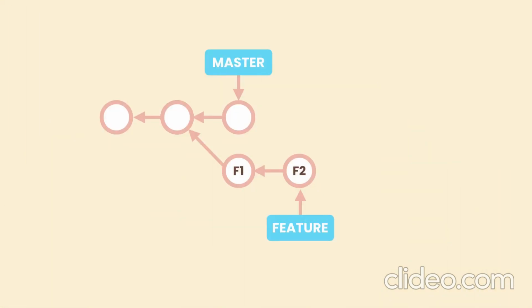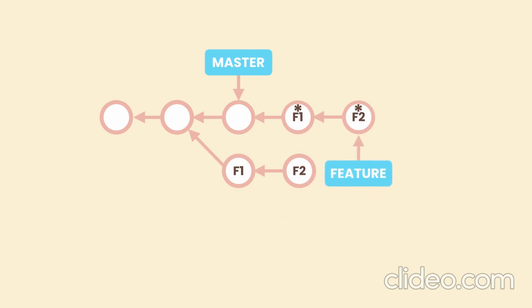So here's the state before rebasing. When we rebase the feature branch, Git is not going to change the base or the parent of F1 because commits in Git are immutable. They cannot be changed. So Git is going to look at these commits. It's going to create new commits that look like F1 and F2 and apply them on top of master. Then it's going to move the feature pointer over here.